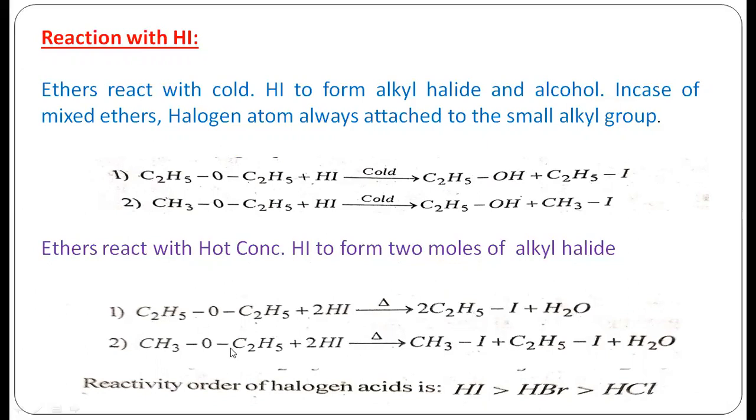Whenever an ether reacts with a hydrogen halide, the order of reactivity is: HI is the most reactive, then HBr, then HCl. So this is about ethers. Ethers are less reactive towards metals, oxidizing agents and reducing agents; almost inert in nature. And there is only one famous synthesis to prepare all types of ethers, that is Williamson's synthesis. In this synthesis, when an alkyl halide reacts with sodium alkoxide, it produces ethers.